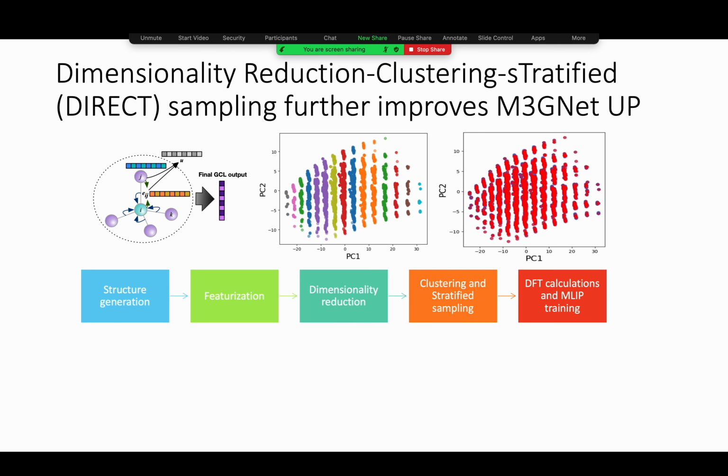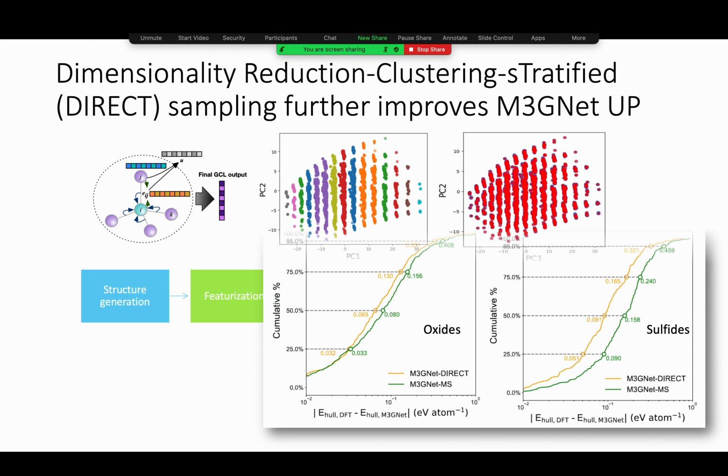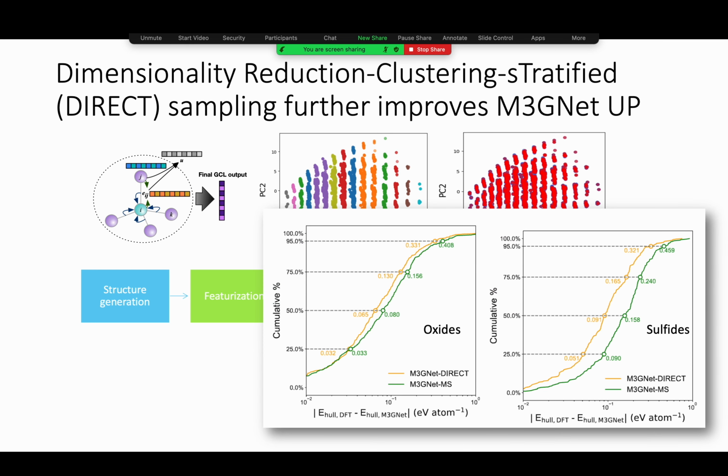You can also improve M3GNet further by intelligent sampling. What we have done is to develop what we call a direct sampling approach, which utilizes dimensionality reduction, clustering, and stratified sampling to basically ensure that we cover all the configuration space that we are interested in. And the result is basically a much more accurate M3GNet that extrapolates far better to unseen chemistries, okay? This is something that we just recently published a few weeks ago, okay?